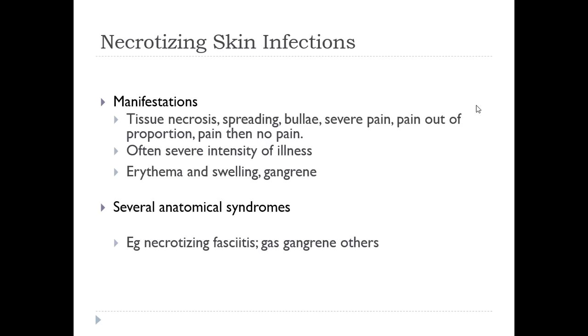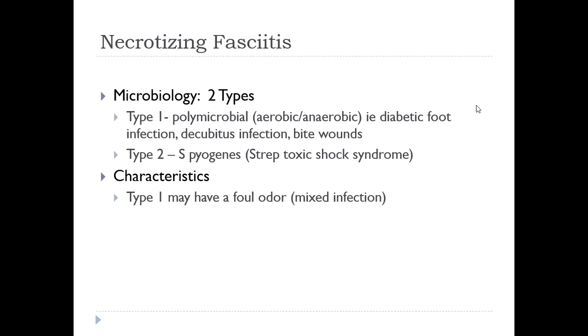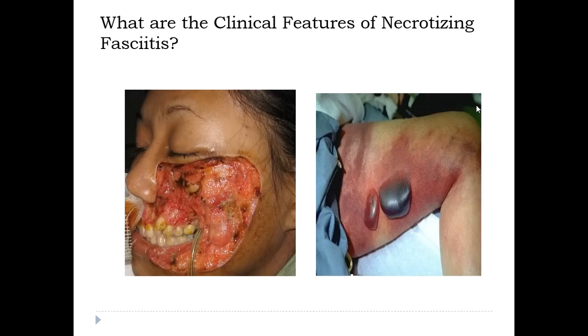And most of the time, people will say this patient has some problem, is just malingering. But the pain is severe, and after a few hours, there will be no pain, anesthesia, because all the nerves are damaged by that time. So this is very important. Necrotizing fasciitis, gas gangrene, they present like this. They can be monomicrobial or polymicrobial. Type 2 is monomicrobial, looks like a streptococcal toxic shock syndrome.